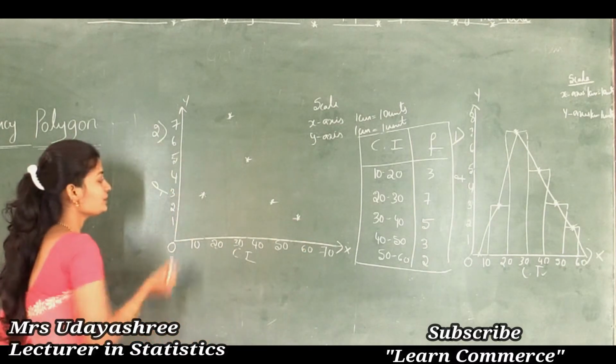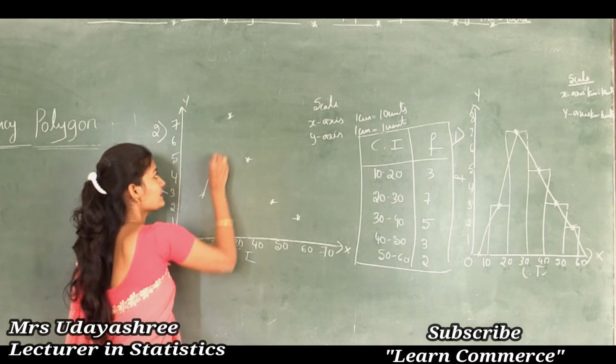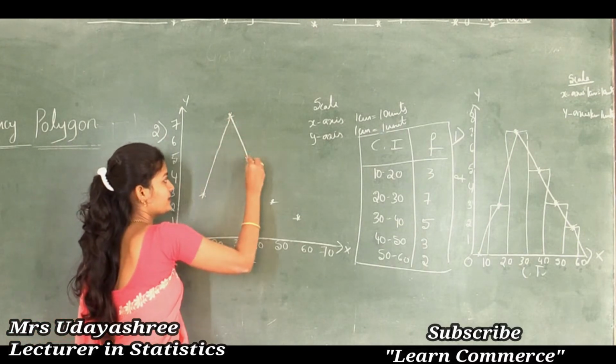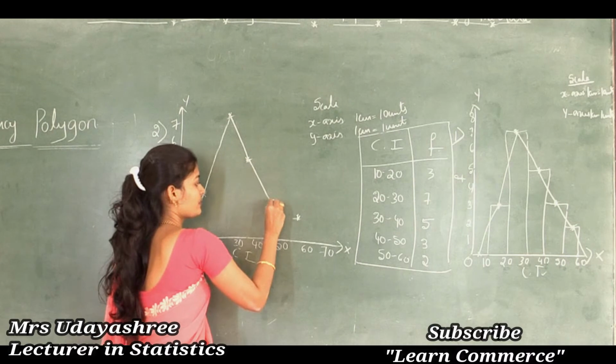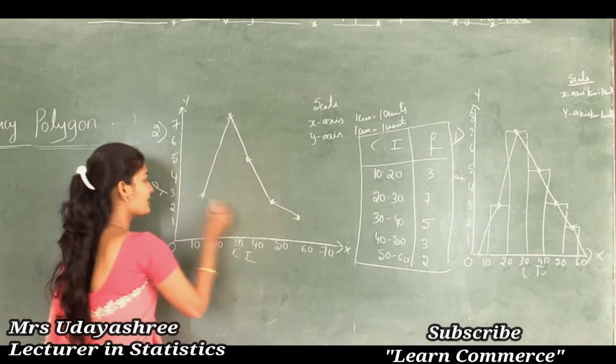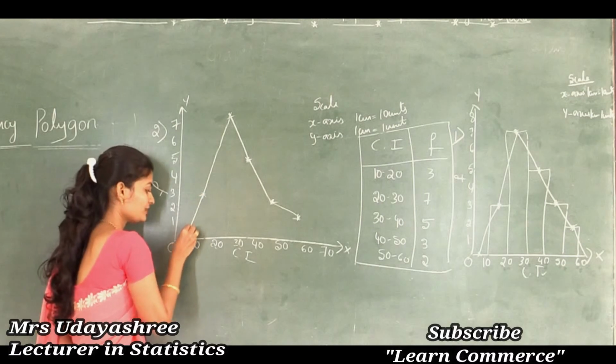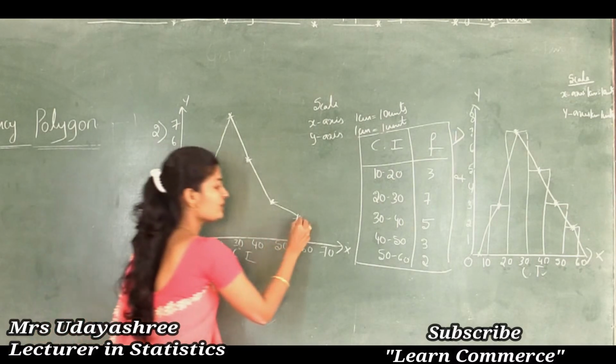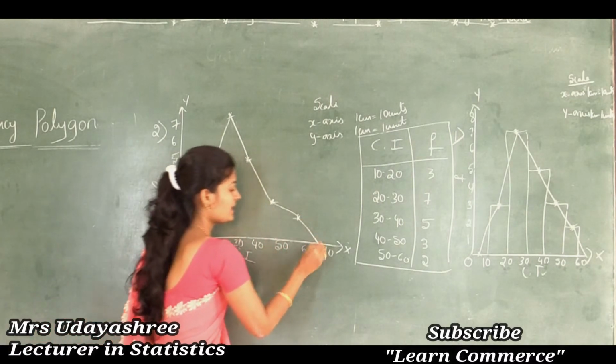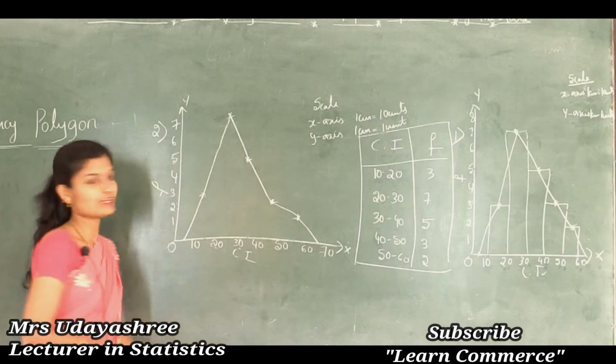After that we need to join these points by straight lines like this. Then these two broken lines are joined to the imaginary class midpoints of the class intervals, like this. So this is the frequency polygon.